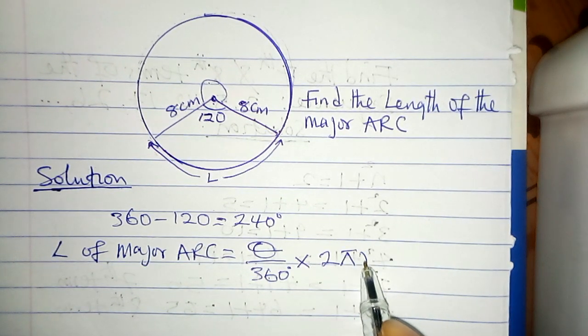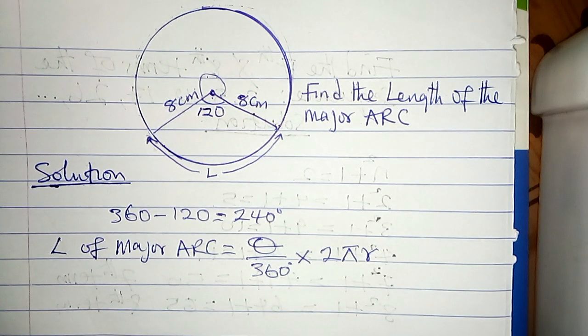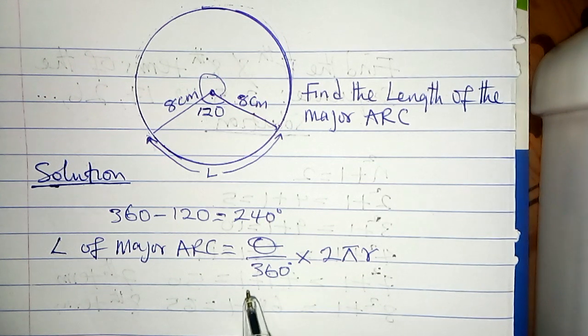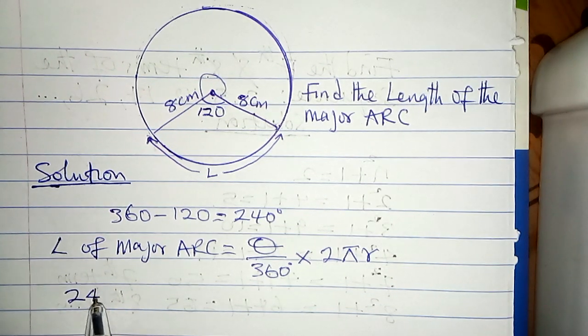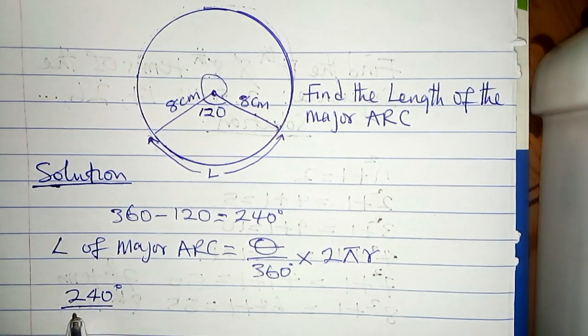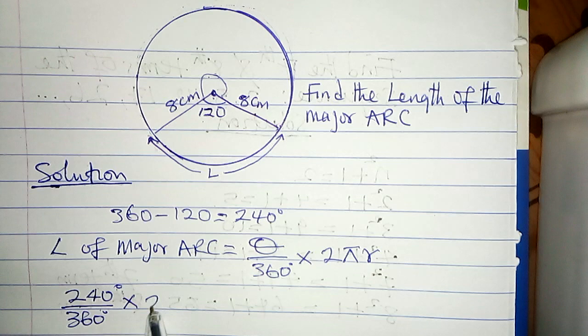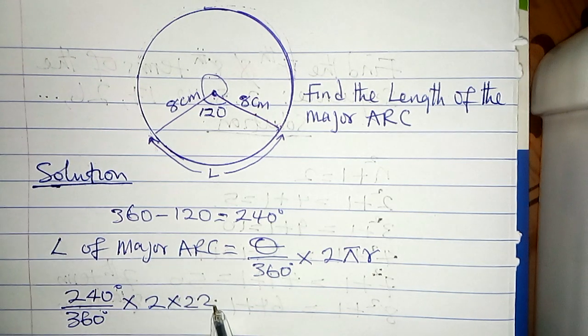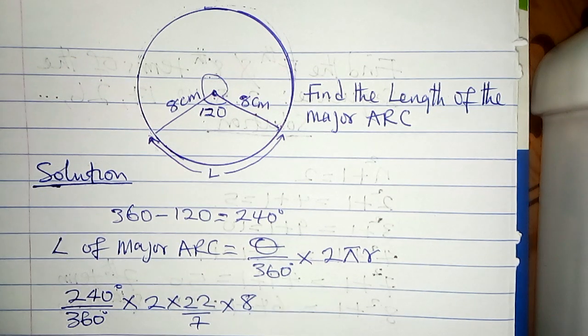2πr. If you look at the problem that we are faced with right now, you agree with me that r is 8, which is the radius. The radius is 8. So let us substitute into it quickly. Our theta for the major arc is 240 divided by 360 degrees multiplied by 2 multiplied by pi, which is 22 over 7, multiplied by the radius, which is 8 centimeters.